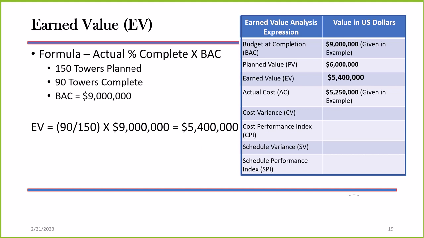So now I plug that into my table right here, earned value management, earned value results. Now remember, our planned value was $6 million. Our earned value is $5.4 million. We have a problem, don't we? So let's go on to see what our problem is.